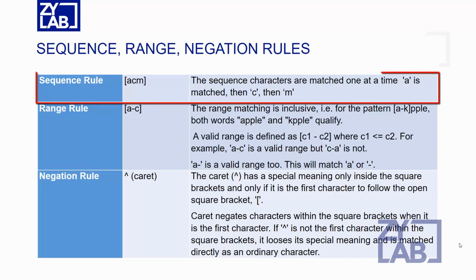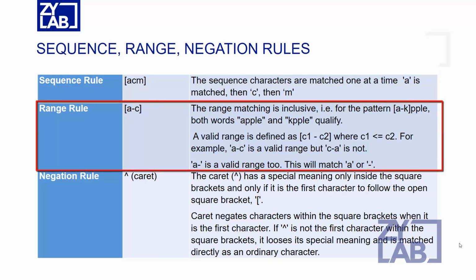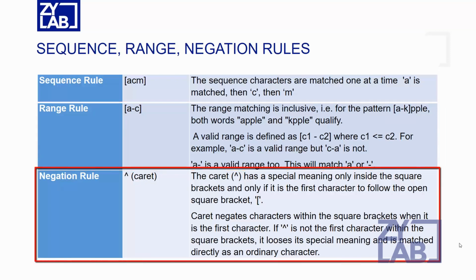The sequence rule can be used when specific characters need to be searched. For example, bracketed ACM would only search for A, then C, then M. The range rule is used to search a range of letters or numbers. For example, bracketed A-C would search A, B, and C. The range must be in alphabetical or numerical order, so bracketed Z-A is not valid. Additionally, the negation rule can be used to define characters which should not be searched.